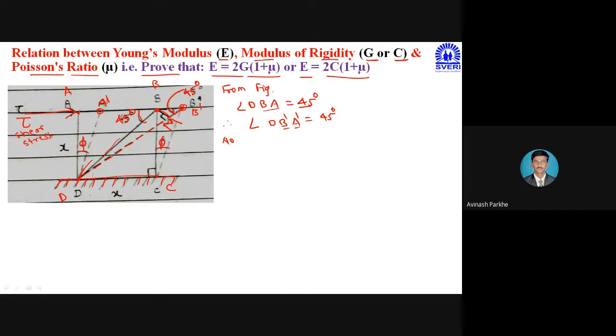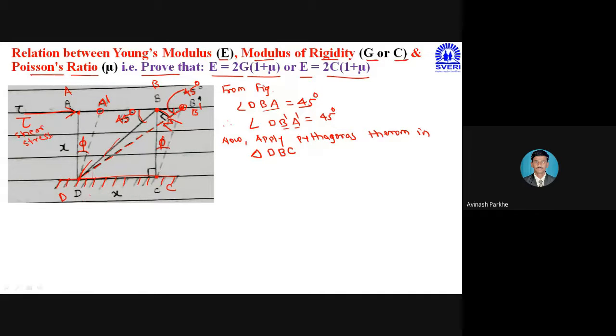Now, for our further calculation, let us apply Pythagoras theorem. Let us apply Pythagoras theorem in triangle DBC. D means this corner point, this B means this point, and this C means this bottom point.